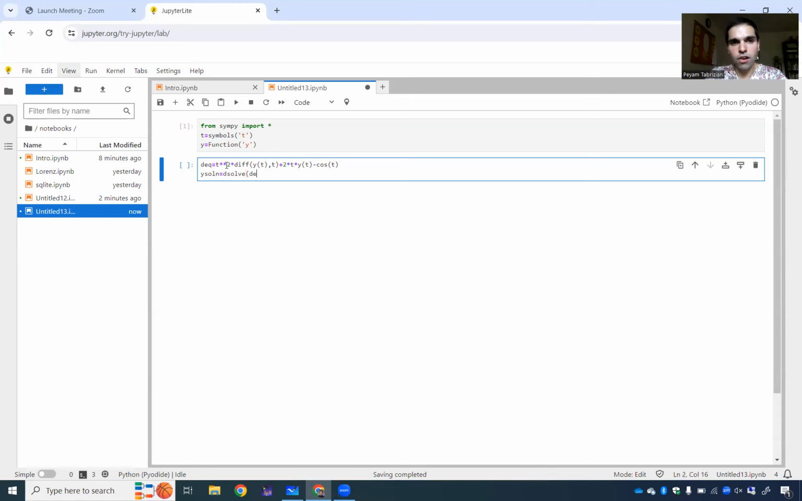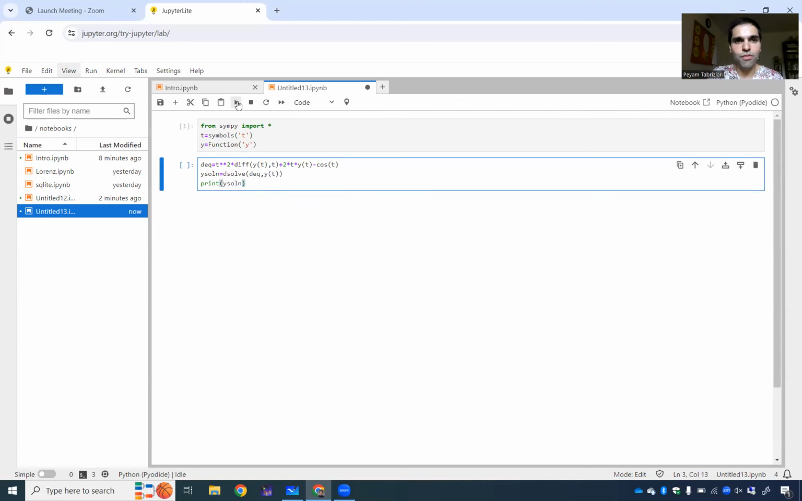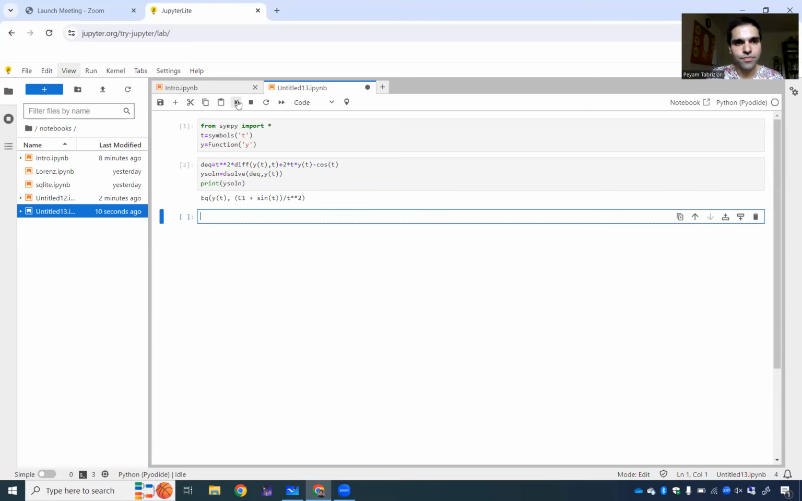That's your differential equation. And then the magic that makes everything work is what's called the dsolve app. So dsolve differential equation y of t, and then you can print the solution. And what it will give you, hopefully, is the solution, which is, in fact, c plus sine of t over t squared.